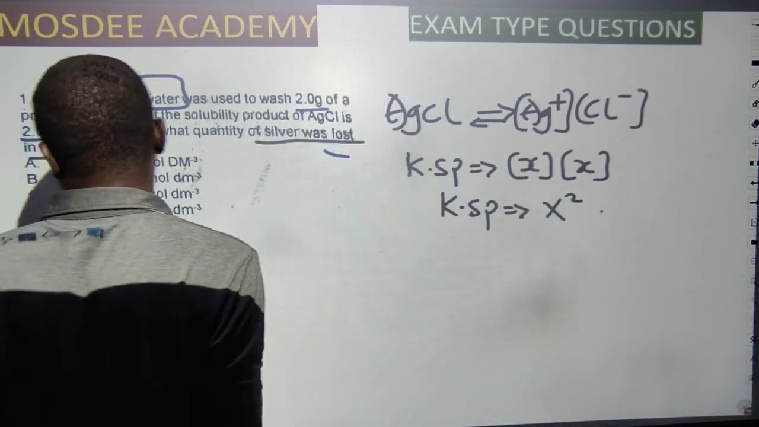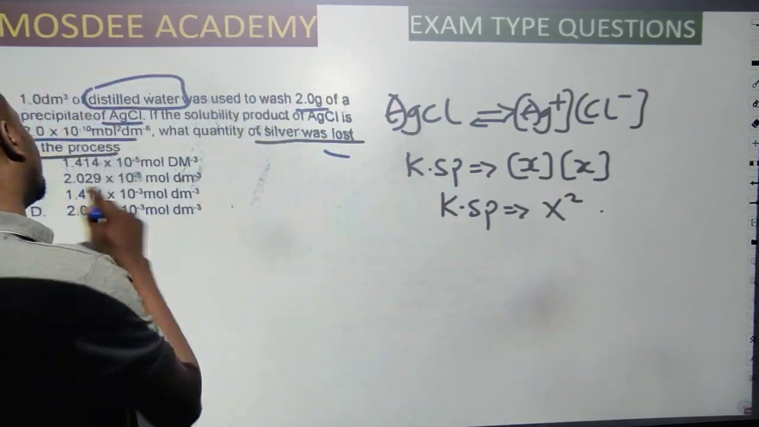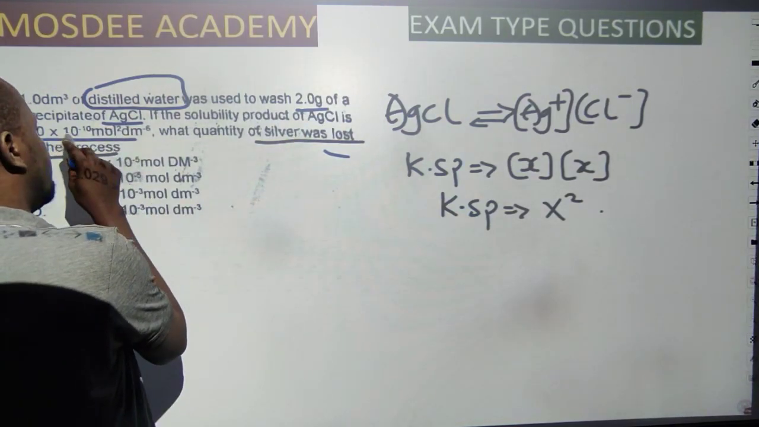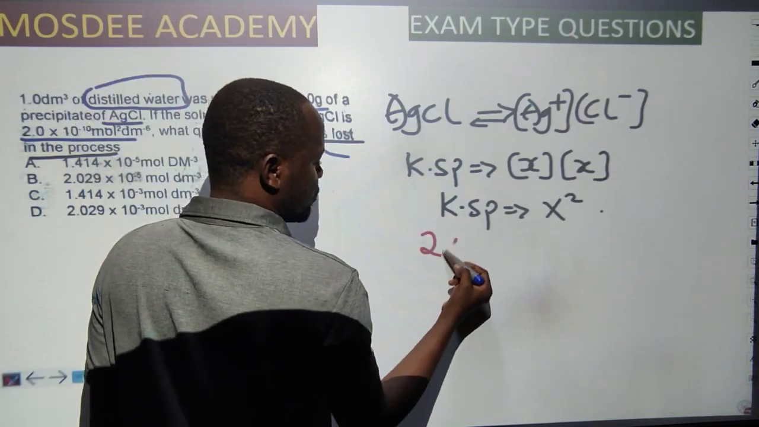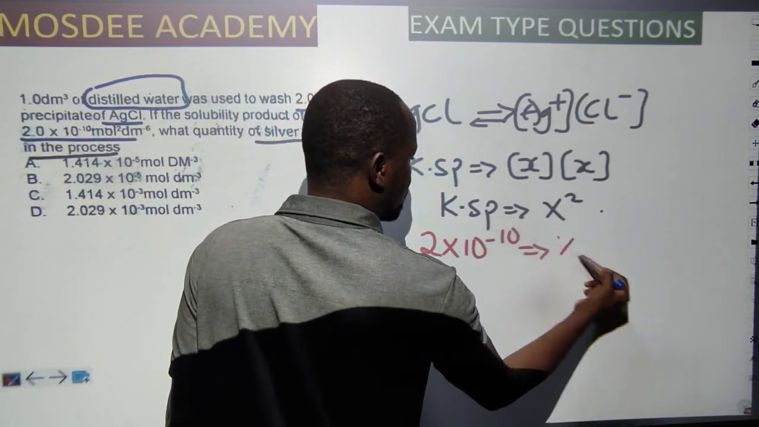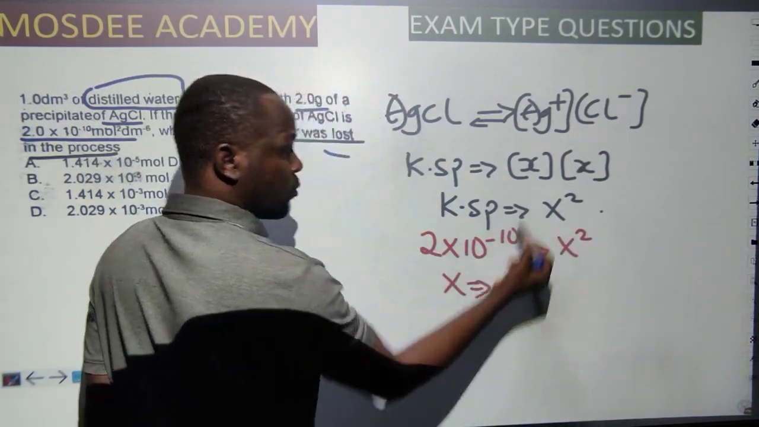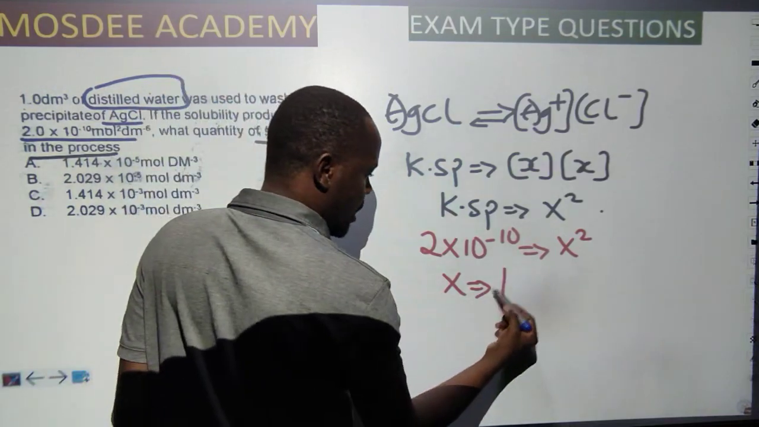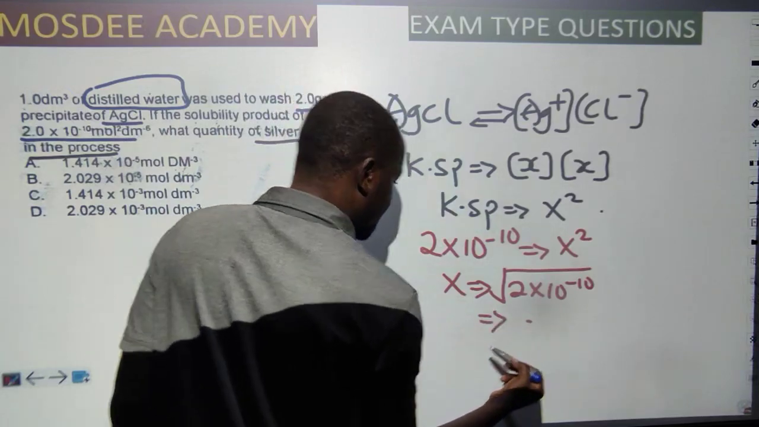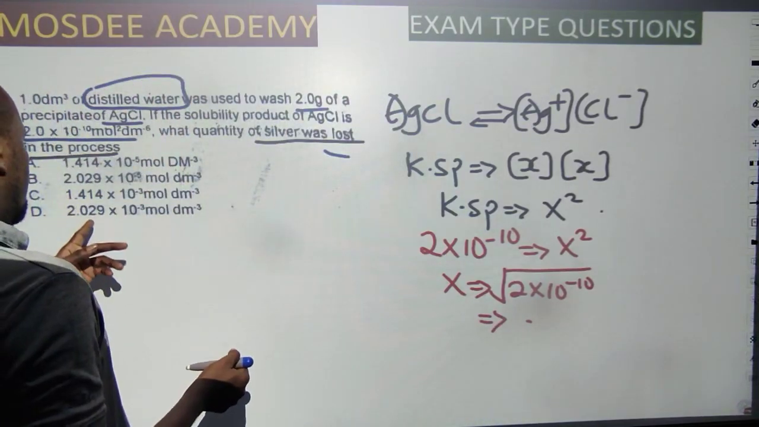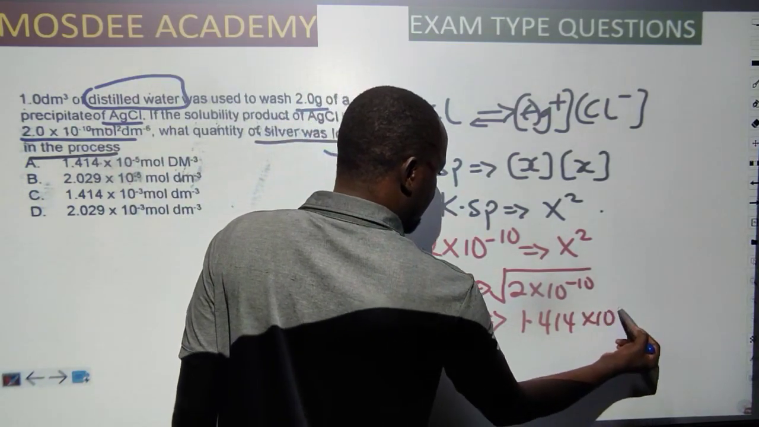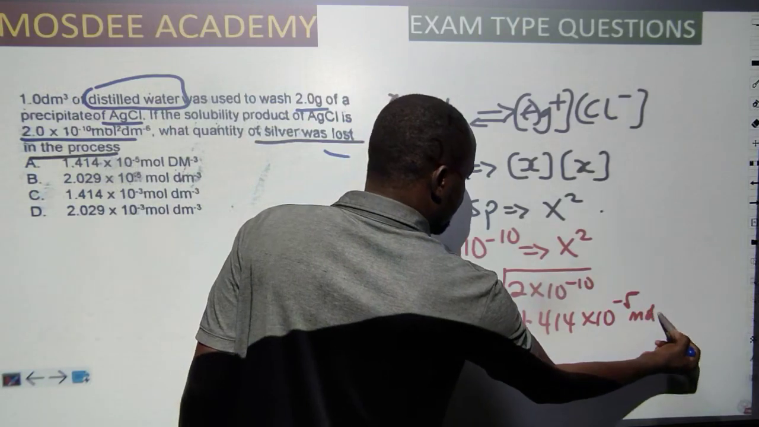Apologies guys, I'm rushing. So going by that, we now substitute the value. We are given the solubility product, I think 2.0 times 10 to the power negative 10. So 2 times 10 to the power negative 10 equals X squared. So we are looking for X, the concentration of what? Of AgCl. It will now be the square root of 2 times 10 to the power negative 10. Square root of 2 is 1.4, times 10 to the power minus 5. So I'm looking for something like that, very good. 1.414 times 10 to the power negative 5 moles per litre.